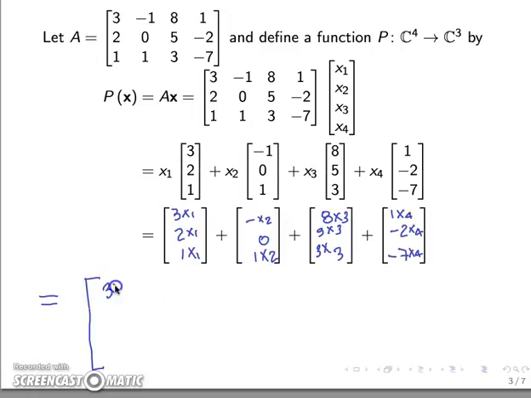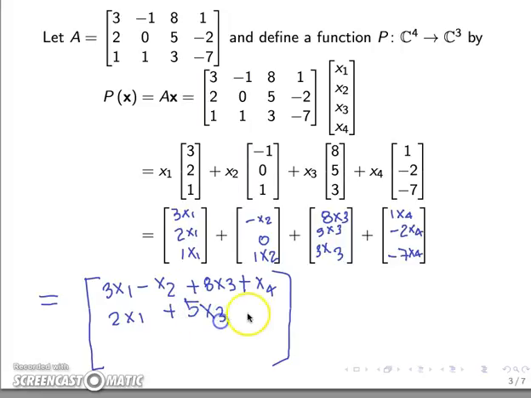So the first entry would be 3x1 minus x2 plus 8x3 plus x4. The second entry would be 2x1 plus 5x3 minus 2x4, and the last entry would have x1 plus x2 plus 3x3 minus 7x4.